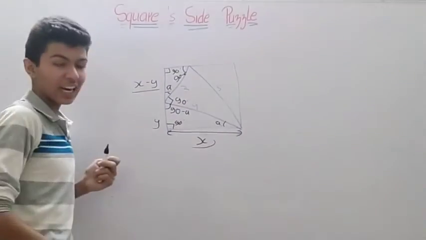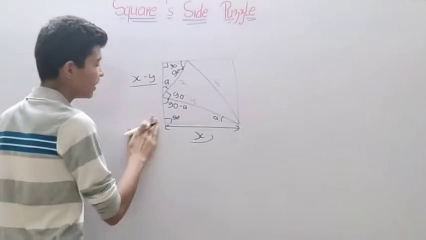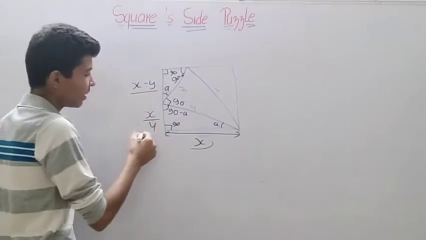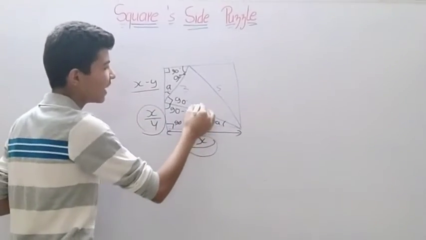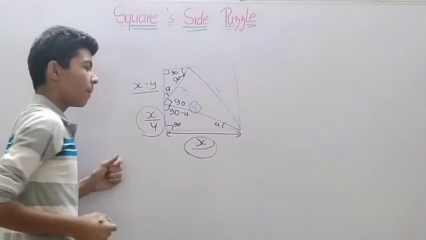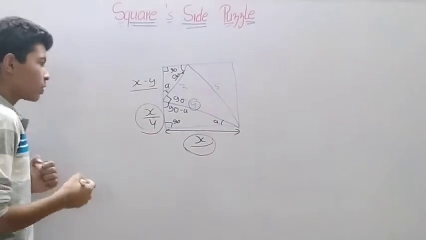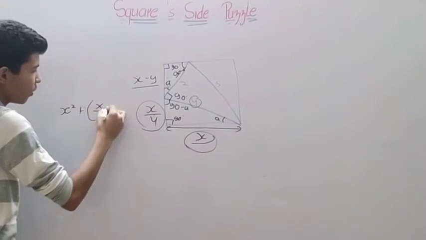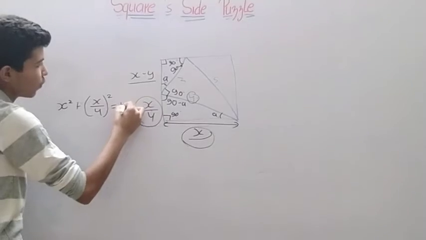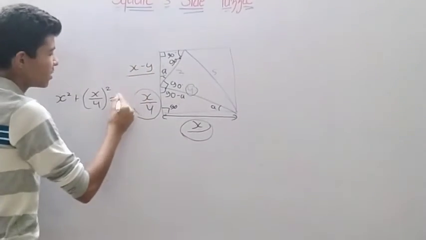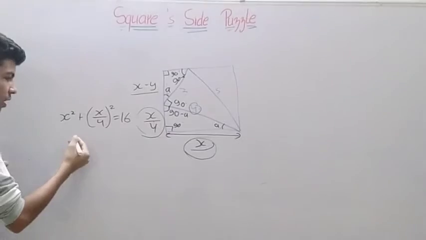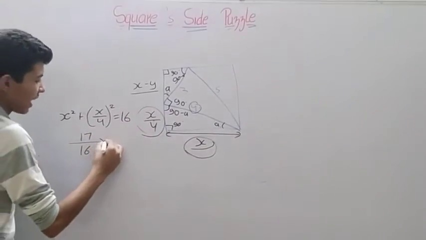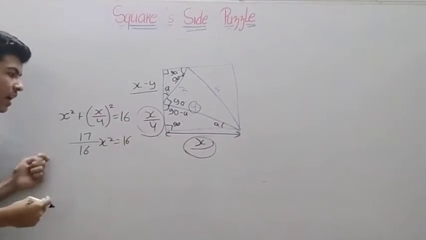So instead of y, it can be written as x divided by 4. When we square this side and this side, we get the square of this number, because they form a right triangle. So we take x square plus (x by 4) square is equal to 4 square, which we can rewrite as 16. The simplification gives us 17 by 16 x square is equal to 16.